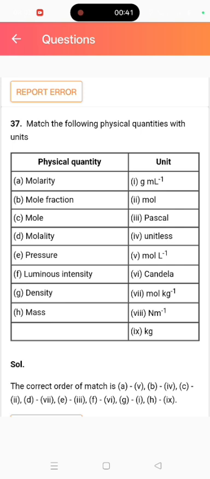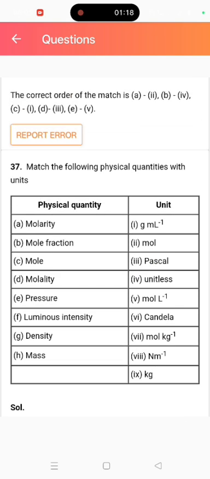Molarity is the number of moles per volume of solution in liter, so mole per liter. A5. B, mole fraction, unitless. Molality is the number of moles per mass of solvent in kilogram, so mole per kilogram. Then pressure, Pascal. Luminous intensity, candela. Density is gram per ml. Then mass is kilogram.